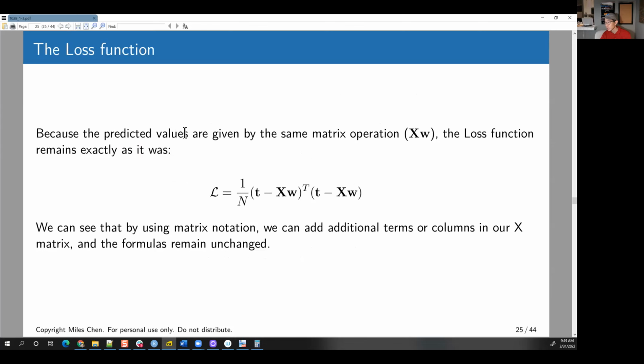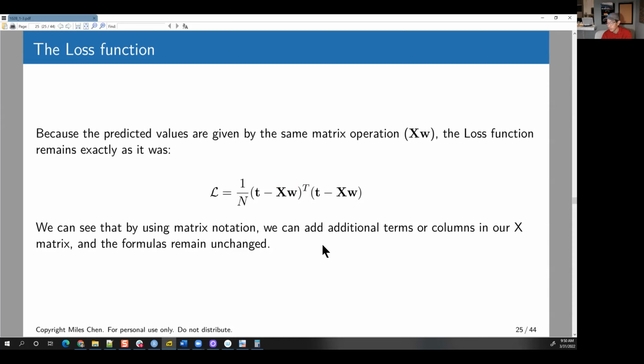And because the predicted values are given by the same operation, X times W, the loss function, or our objective function, the mean squared error, is still exactly what it used to be: (t minus XW) transpose (t minus XW). This is the reason why we like to use matrix operations in linear algebra for so many things, because we no longer have to worry so much about individual terms. Once you put them in matrix notation, you can expand and generalize the number of columns to some arbitrary number, and these things will still remain.